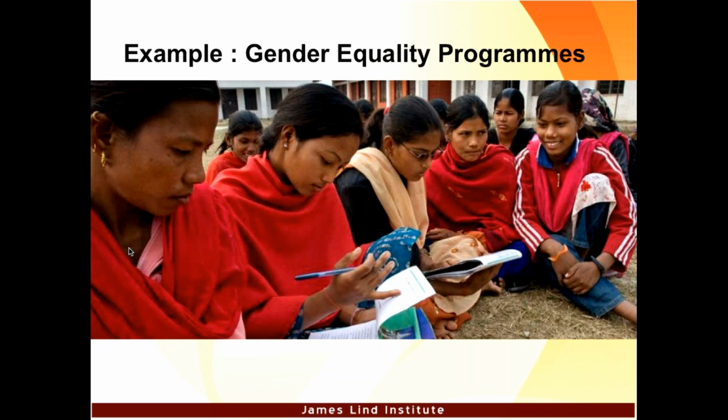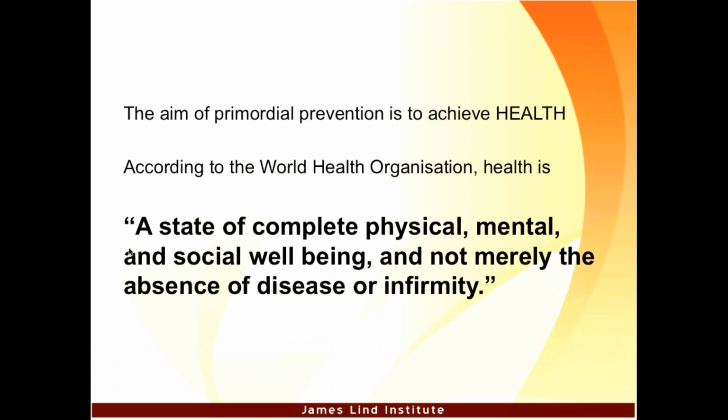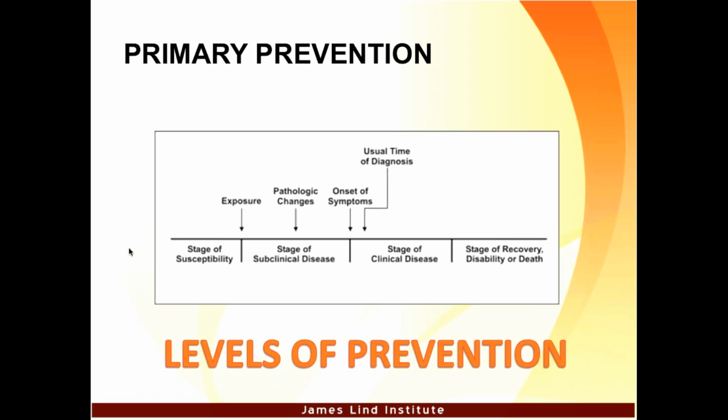So the aim of primordial prevention is to achieve health. So what is health actually? Let's think about this, because we often know a lot about disease, but oftentimes not that much about health. And health is really our aim here. What is health? It's a state of complete physical, mental, and social well-being, and is not merely the absence of disease or infirmity. So now let's have a quick look at primary prevention.